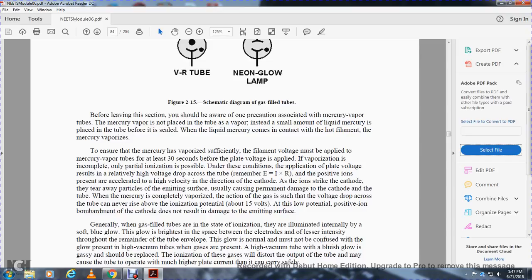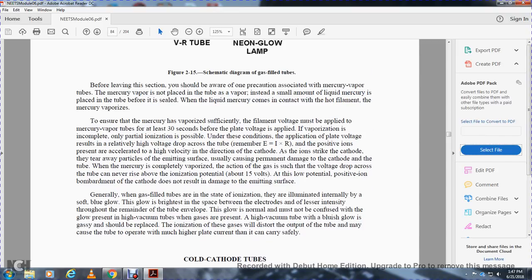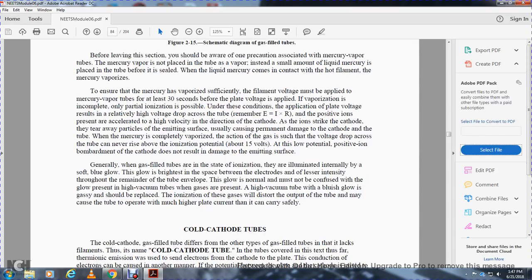Loss of potential: positive ion bombardment of the cathode can result in damage to the emitting surface. Generally, a gas-filled tube is identified by the ionization, which illuminates the internal space with a soft blue glow. The glow is brightest in the small space between the electrodes and has lesser intensity higher around the tube envelope. It must not be confused with the glow present in a high vacuum tube. Gas present in a high vacuum tube shows only a bluish glow on the glass, which indicates ionization of these gases.